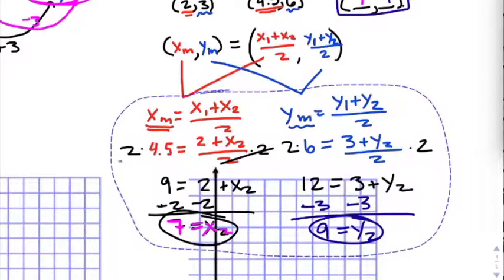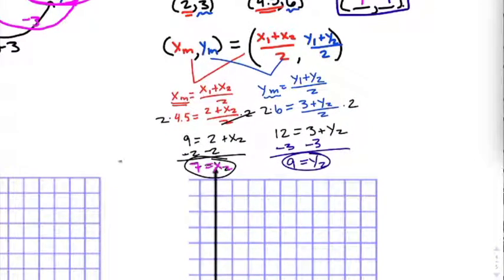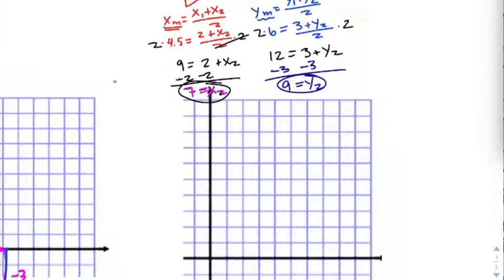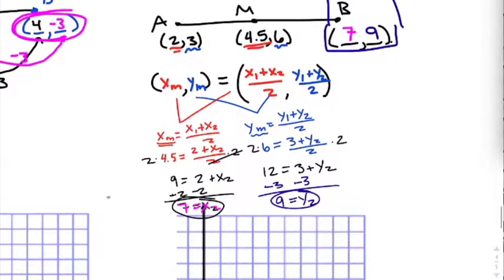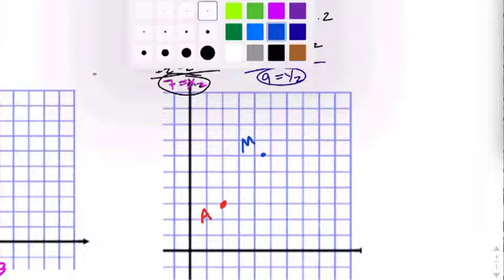Okay. So let's kind of shrink this a little bit. What I mean is this. If we take our A point, which is going to be 2 comma 3, and we take our midpoint value, which would be 4.5, 6, and we just use a counting technique.